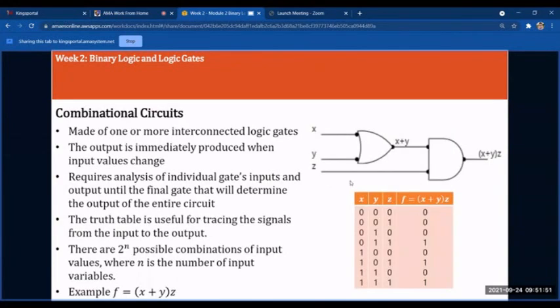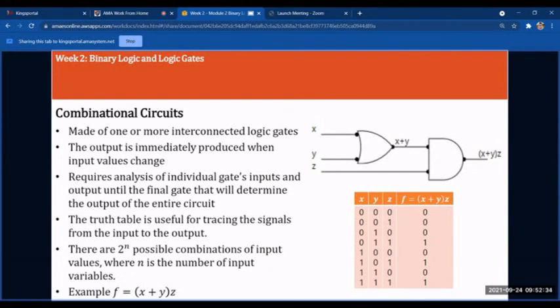Combinational circuit. So combinational circuits po, so dito ay yung pag may one or more ka ng interconnected logic gates, the output is immediately produced when input values change. It requires analysis of individual gates inputs and output until the final gate that will be determined has the output of the entire circuit. Meaning, if it's a 3 or more combination, so the final gate would have the answer for the whole combinational circuit. So the truth table is useful for tracing the signals from input to output.